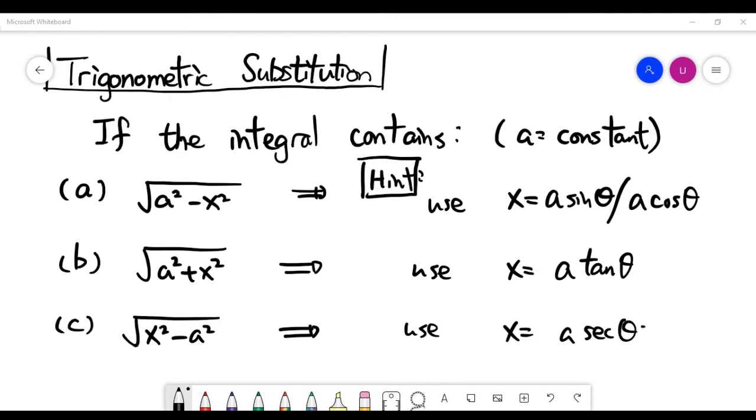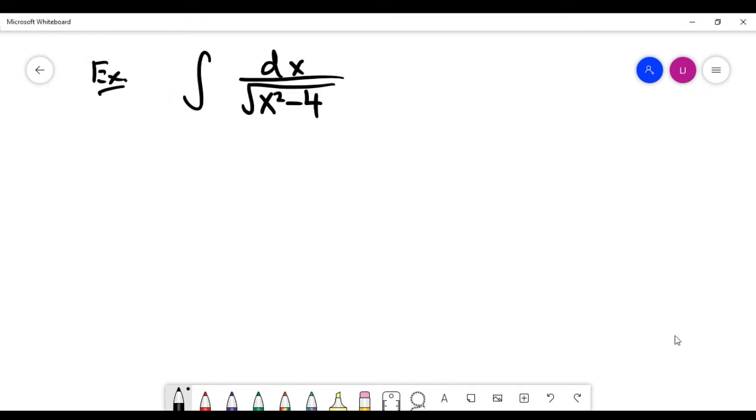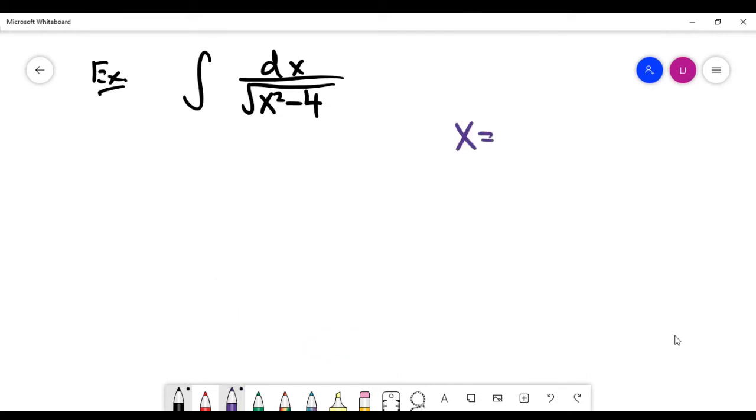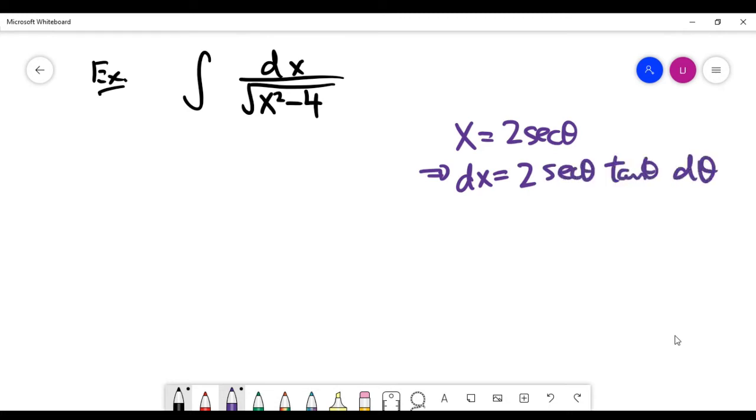And let's look at the problem now. Please look at the current problem. The integral contains the square root term, and the square root contains x squared minus 4, and based on my previous note, it looks like we can use the substitution where x is 2 times secant theta. And naturally, we have to write the second step down: dx equals the derivative of 2 times secant theta, which is 2 times secant theta tangent theta d theta, right?